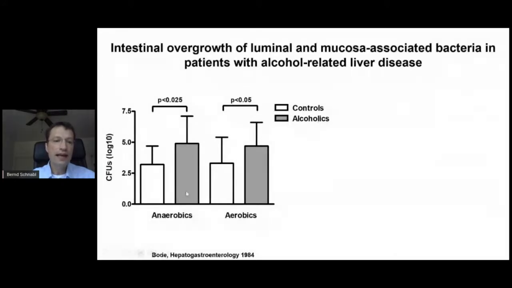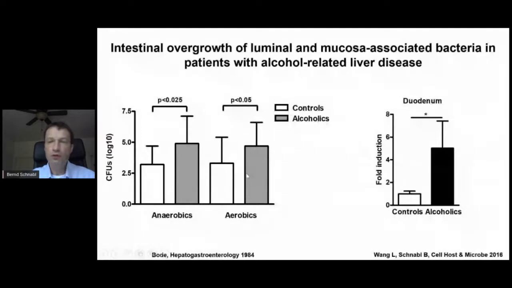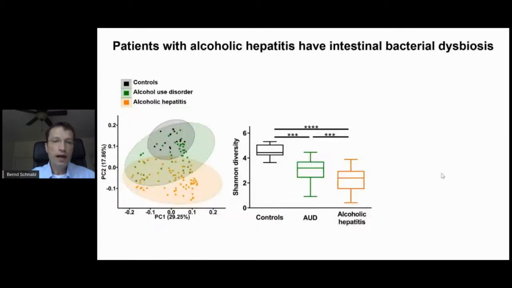We knew that the anaerobic and the aerobic bacteria are increased in patients with alcohol use disorder versus the controls. And we have also confirmed that this is not only true in the lumen of the duodenum, but also in the mucosa-associated microbiome, where bacteria are increased. So in this case, we have a 5-fold increase in the mucosa-associated bacteria in patients with alcohol use disorder as compared to the controls.